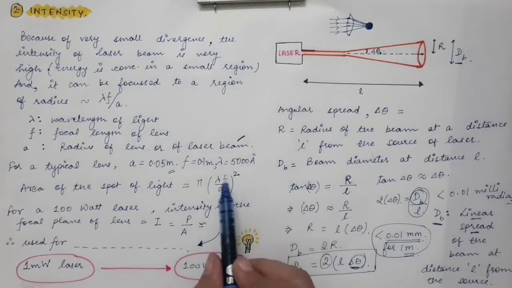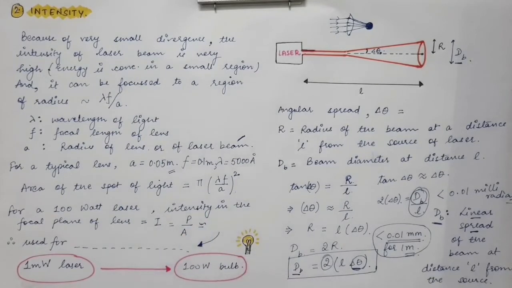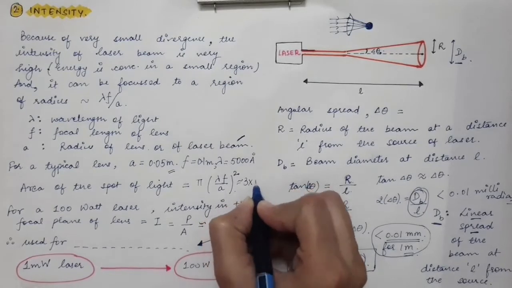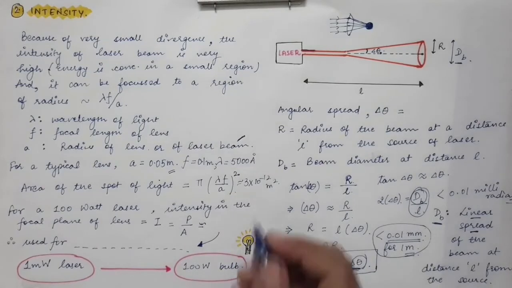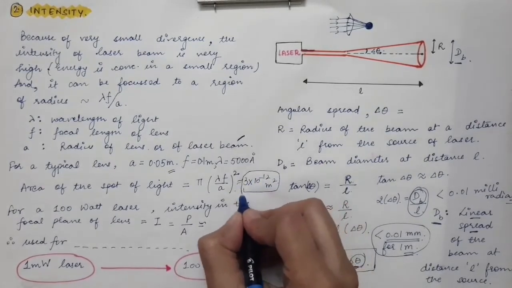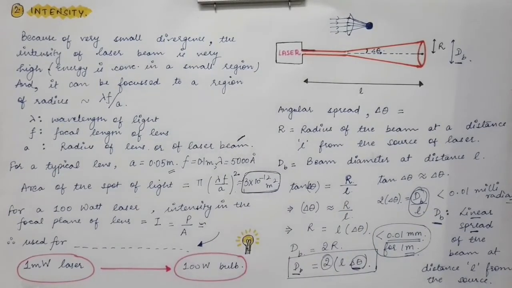So when you insert all these values which are given over here, this area will come out to be equal to 3 into 10 power minus 12 meter square. So you can see how small this value is. In this small area, the laser light can be concentrated. It can be focused. So the intensity of the laser light is very high. So you will calculate over here how high the intensity of the laser light is.